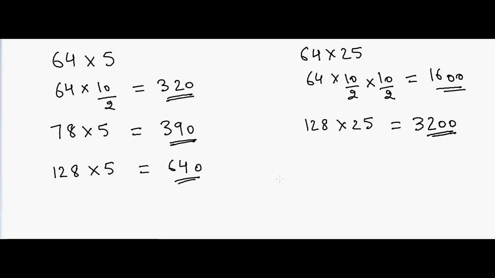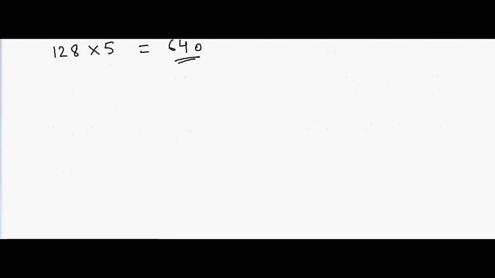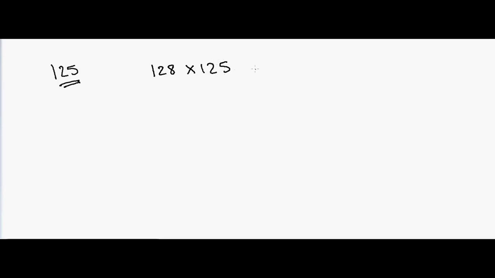Again, let's go to one more trick. If we have to multiply by 125, how do I multiply by 125? I'll take an example. 128, I want to multiply by 125. Then that can be written as 128 into 10 by 2 into 10 by 2 into 10 by 2. So we have to divide 128 by 2 three times, or we can divide it by 8.